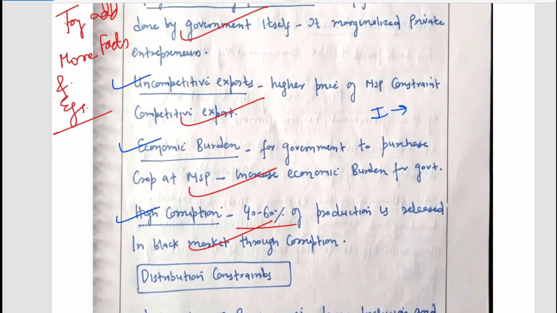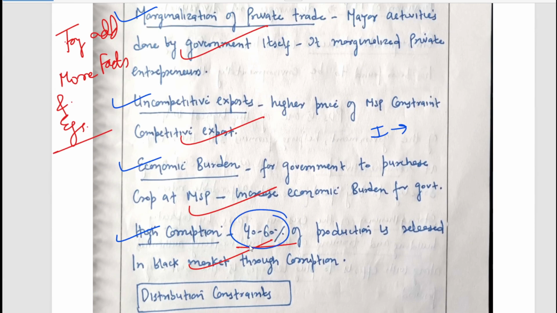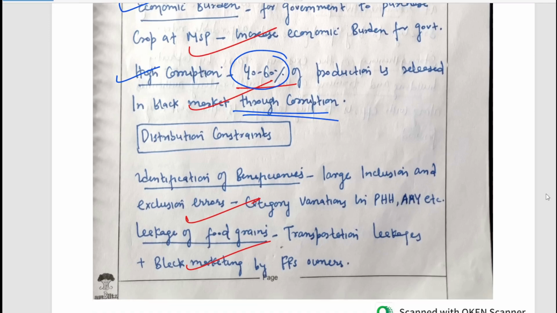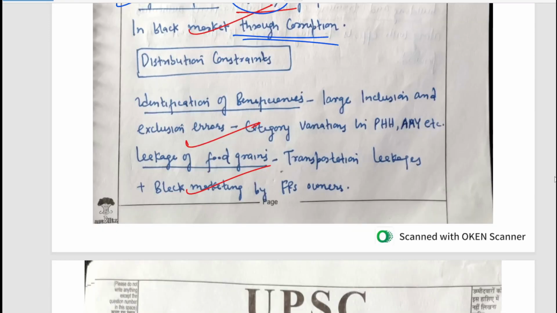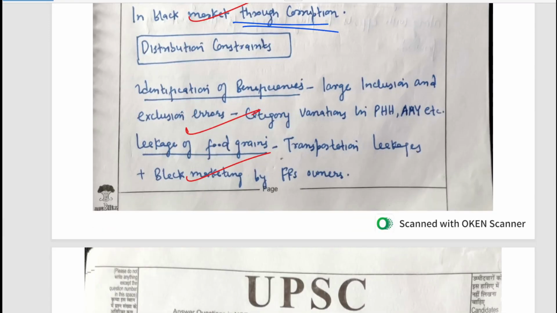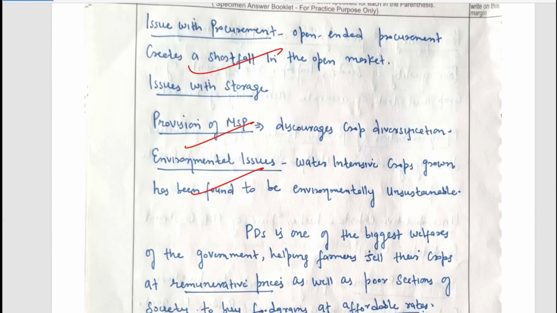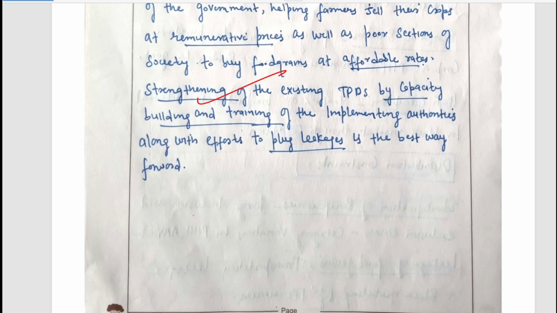So well written points, and some facts have been also mentioned, that is 40 to 60% of production is released in the black market through corruption. So that is a reality. So well written points. Distribution constraints have been mentioned. So all these things have been well mentioned. You can simply pause and read them. Let's move to the next question.